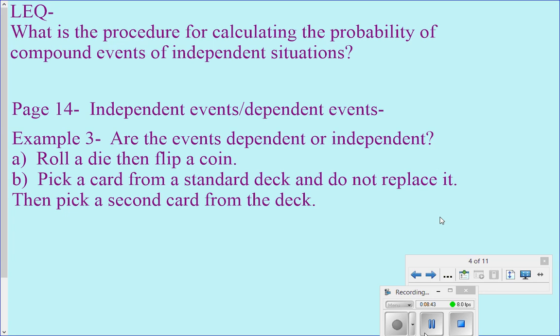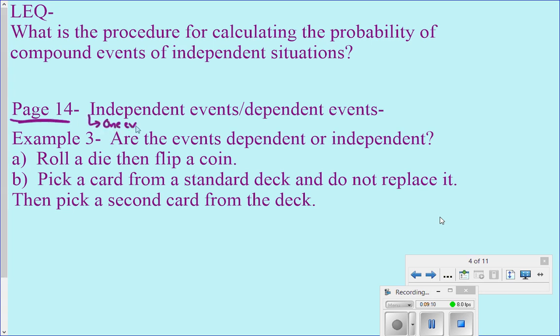Now you're going to need to turn in your packet to page 14 and take a little bit of notes here on page 14 on independent versus dependent events. So about halfway down the page, you'll see independent events. Let's put the definition there. So independent events mean that the occurrence of one event does not affect how a second event can occur.